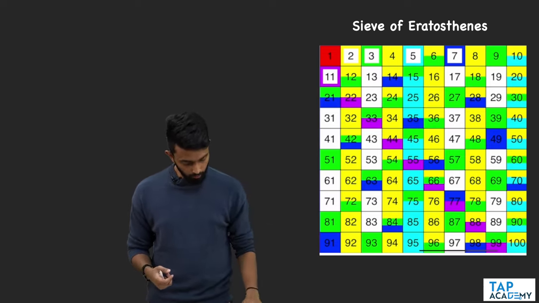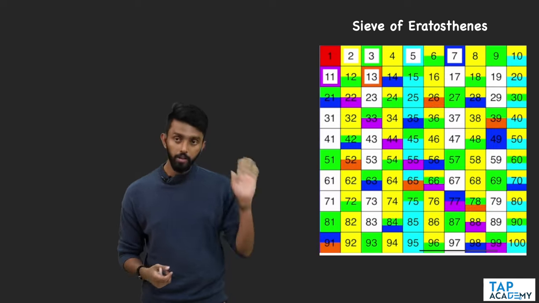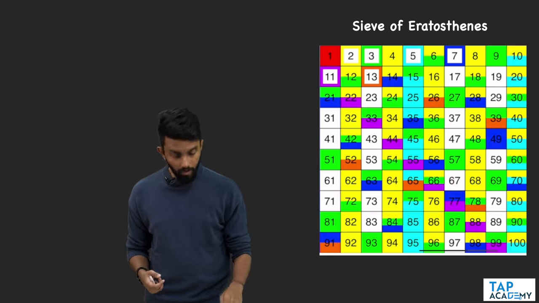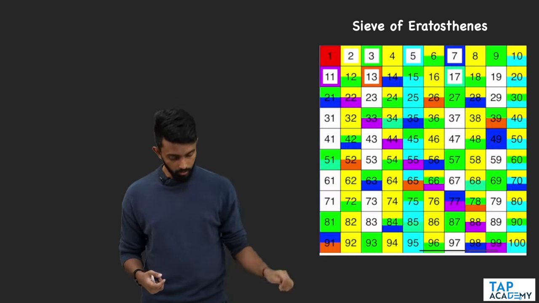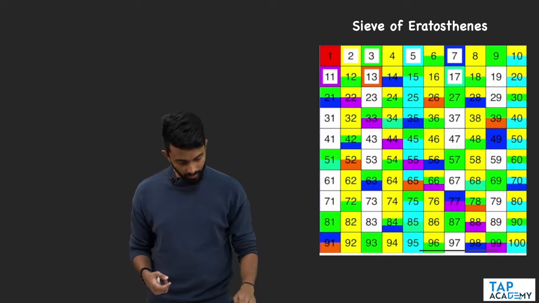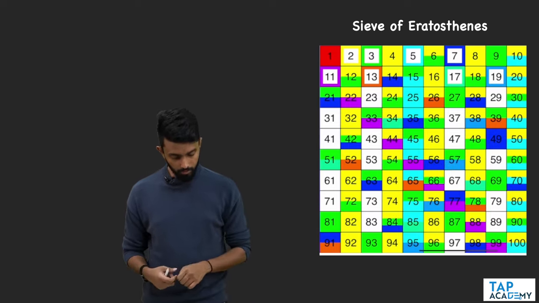So you just have to go to 13, mark all its multiples. I have marked all its multiples. Next unmarked number is 17, again, which is a prime number, mark all its multiples. Next unmarked number is 19 and then mark all its multiples. I hope you're able to think.